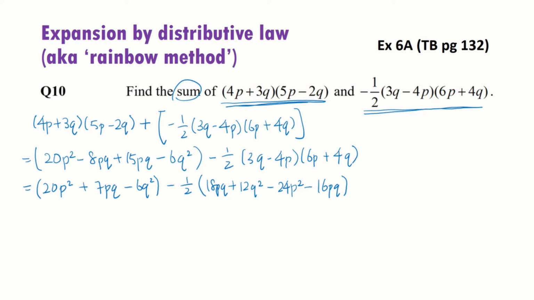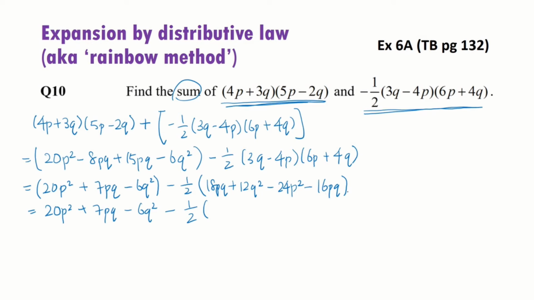Then I will now proceed with simplifying. I still need to expand this negative half inside. I will have 20p squared plus 7pq minus 6q squared. These brackets I can actually already remove, right? It doesn't have much effect because outside there's nothing. Then the minus half, I will expand it inside. You can do an expansion inside now, or you can simplify this 18pq with this minus 16pq. That is also fine. That is actually my preference because I like things to be slightly shorter first.